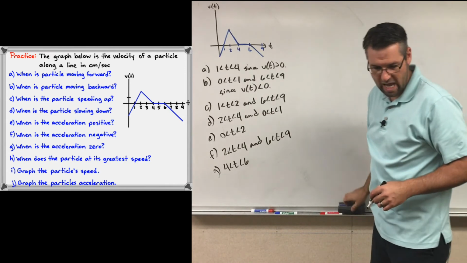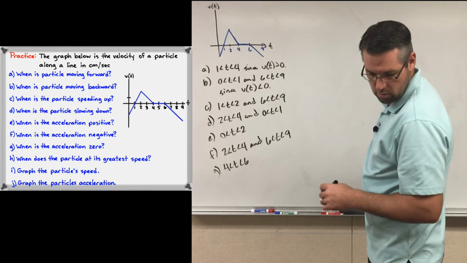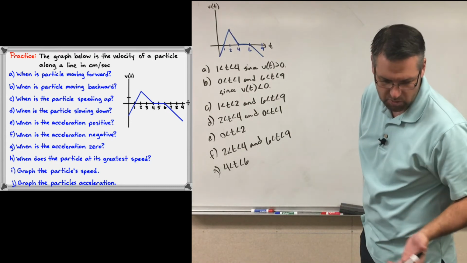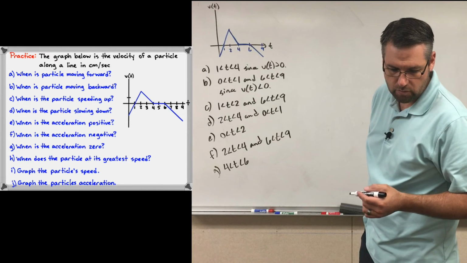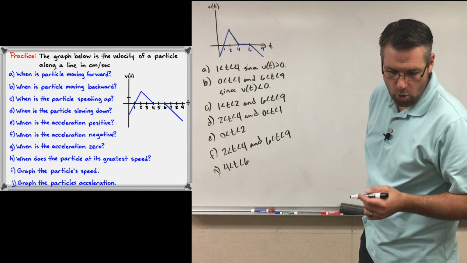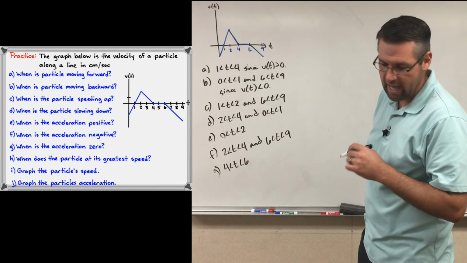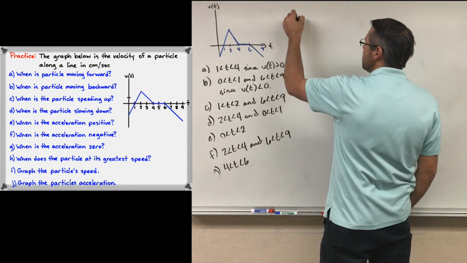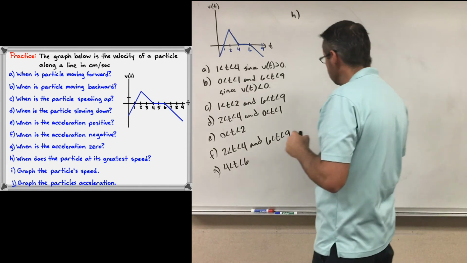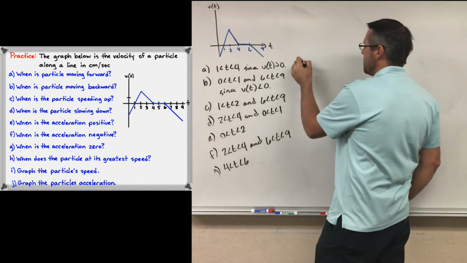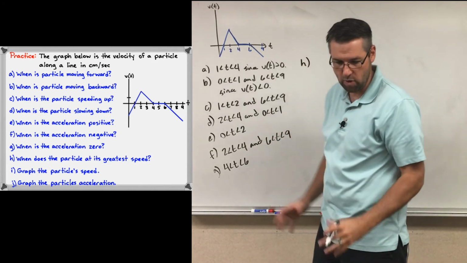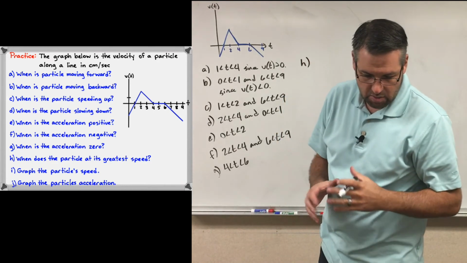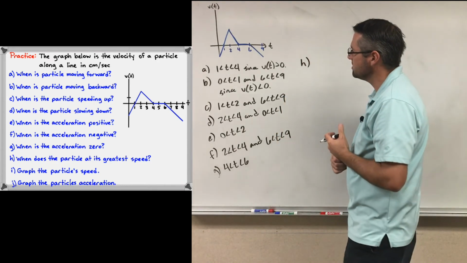All right, for H, when is the particle at its greatest speed? And there's the bell. When is the particle at its greatest speed? Now, it would have been nice to graph the speed function, and we'll actually do that later, but I want to try and interpret it without the speed graph. When is the particle at its greatest speed?